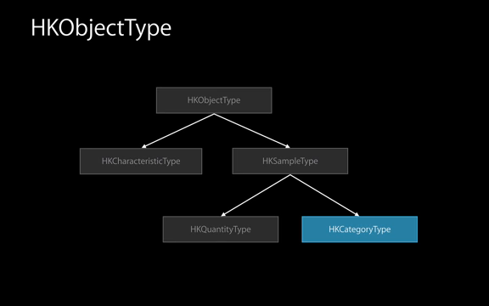Let's talk about how you would create an instance of an HKObjectType. Every type has its own type identifier. You cannot create your own types or type identifiers, but it's important to understand how they're structured so that you can use autocomplete to your advantage.